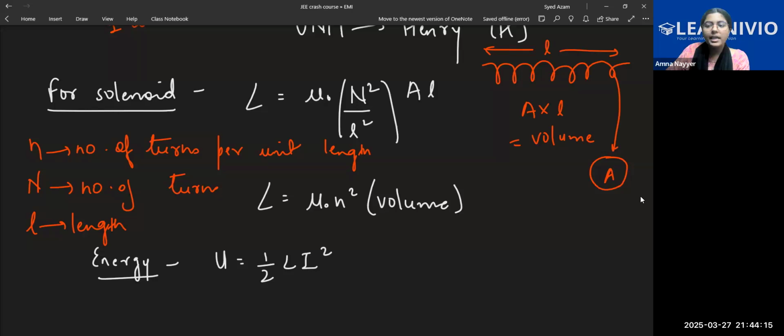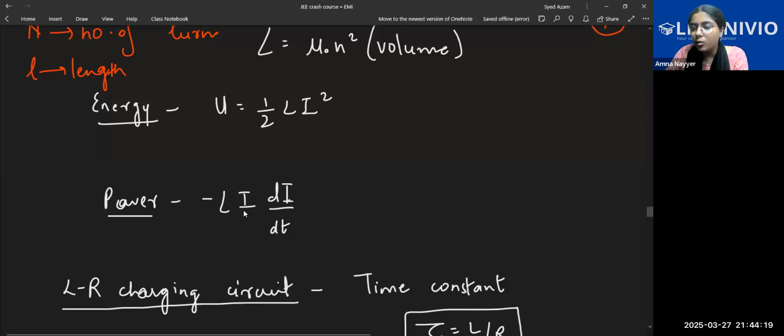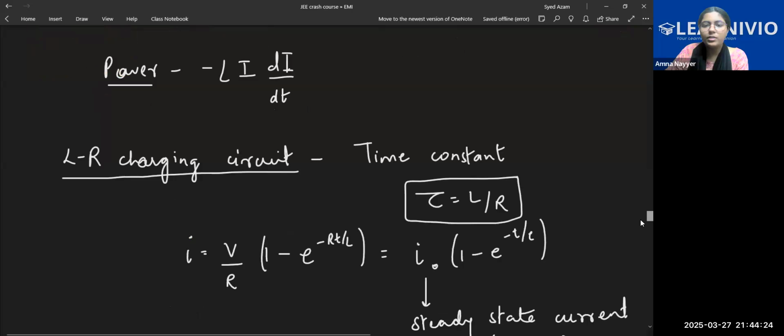Coming to the energy, energy is half L i square. Power is minus L i di over dt. These are the things that you need to understand.